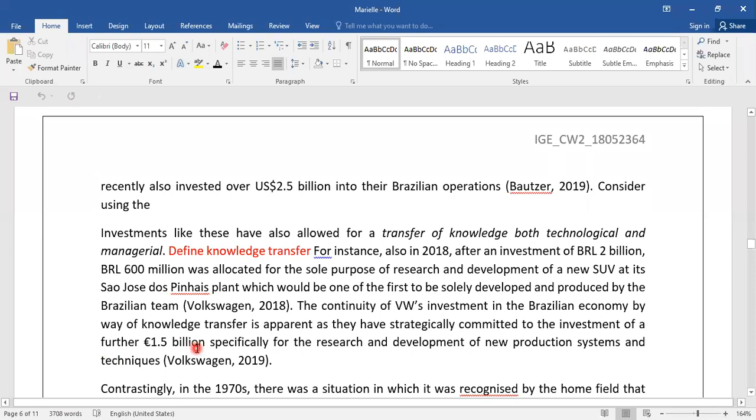Now, I really like this because not only does Mariel make a strong point for knowledge transfer, but she quantified. Mariel has a value. She's saying this research and development can be quantified in the amount of 1.5 billion euros. And I like that because later on we can use this to take our position, whether we believe that Volkswagen had an overall net benefit or disadvantage in Brazil.